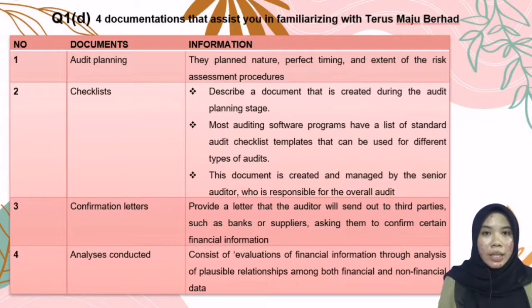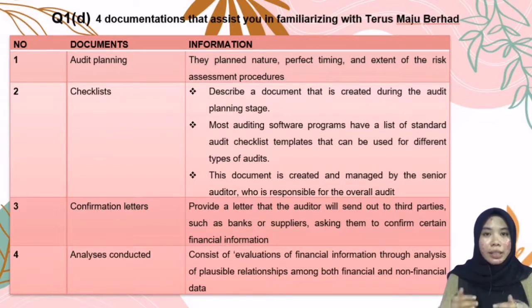The answer is number 1, audit planning. For the audit planning, they plan the nature, timing and extent of the risk assessment procedure. Second, checklist. They describe the document that is created during the audit planning stage. And most auditing software programs have a list of standard audit checklist templates that can be used for different types of audits. The third one is confirmation letters.